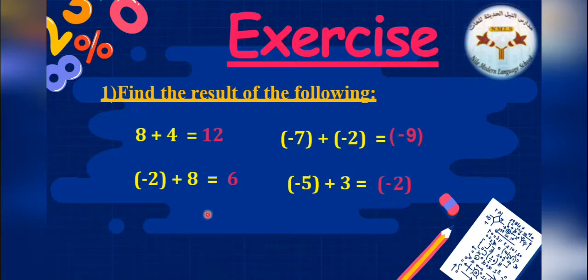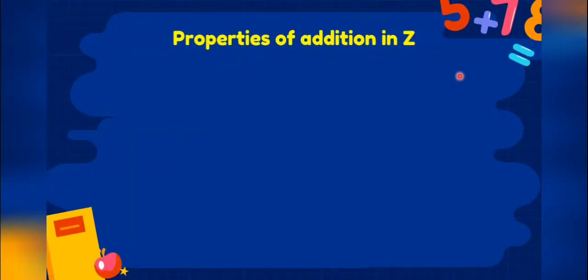And this is how to find the sum without using the number line. Let's see the properties of addition in Z. Properties of addition. Number 1, closure property. What is the meaning of closure property? It means that when you add two integers, the sum must be an integer. So the sum of two integers is an integer.